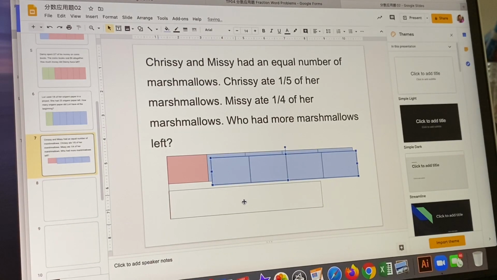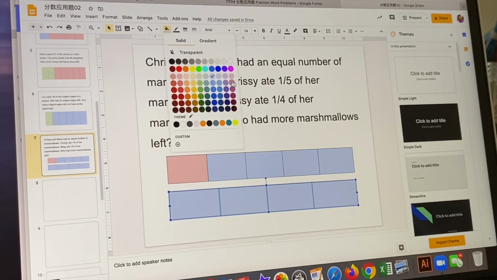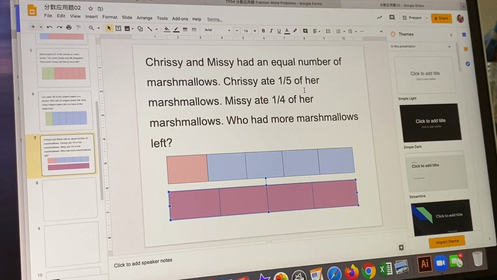So Missy has 4 blocks, but the difference is that Missy's block is larger, right? She has 4 parts. She parted into 4 parts, and Missy ate 1/4 of it. The greedy eater, we put another color. How about this color? Yes, this color is good, but only 1/4 is this color, right? So who has more left?